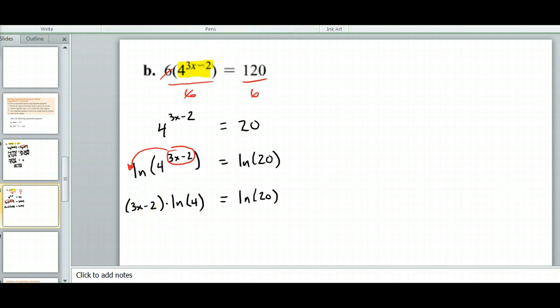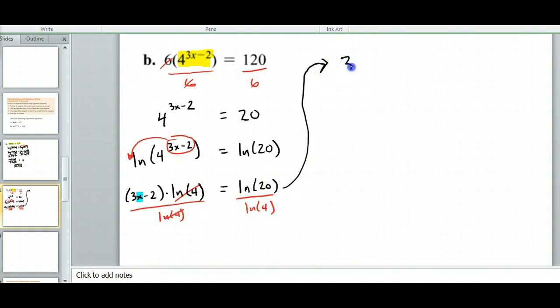Alright, now again, what's our goal now? Our goal is to isolate that guy. So what do I need to do first? I'm going to divide away this natural log of 4 on both sides. Alright, and now that leaves me with (3x minus 2) equals the natural log of 20 divided by the natural log of 4.